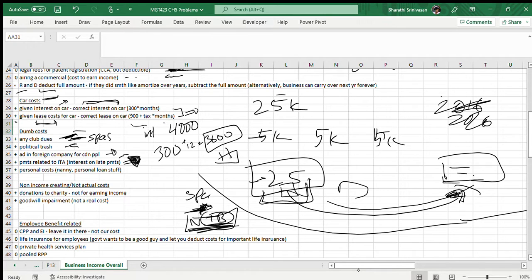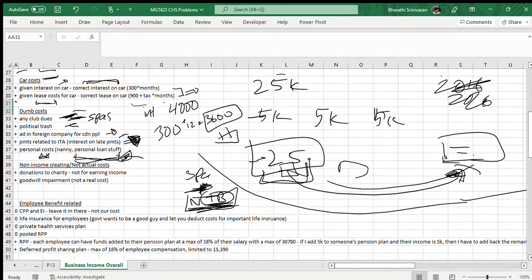Another thing is personal costs. Like if you hire a nanny in order to work, or some kind of stuff related to a personal loan, you gotta add those back. Those are all personal things. Like, get those out of here.